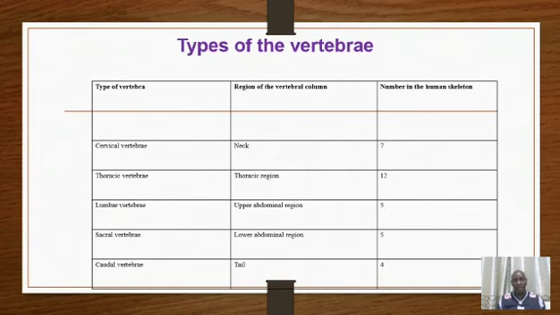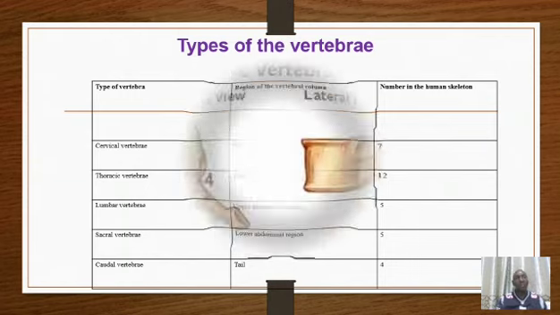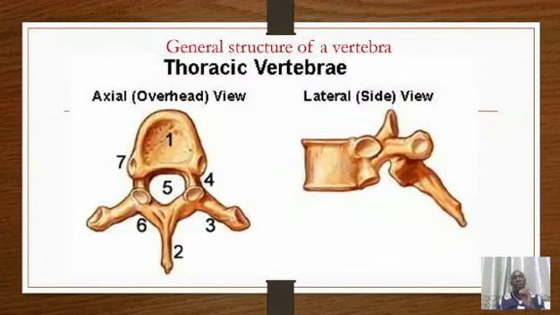Now when we meet again, or when we get to have a discussion again, we shall look at these vertebrae in detail. Remember the cervical, followed by the thoracic, followed by the lumbar, followed by the sacral, and lastly the caudal. We shall move ahead and look at the detailed structure of a vertebra.